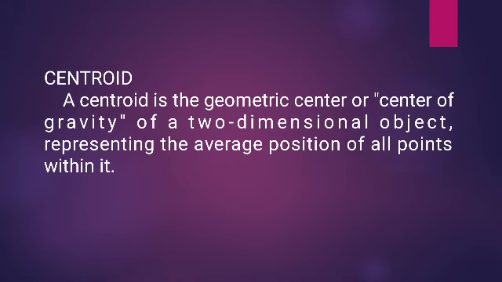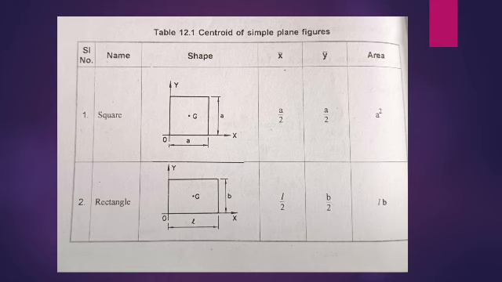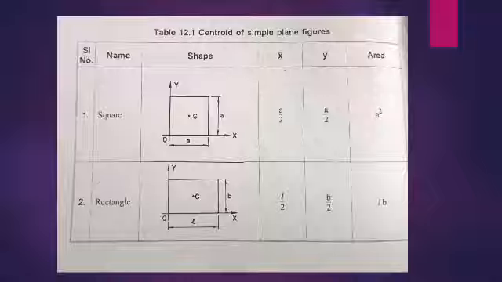The centroid value becomes different based on the shape of the object. Now we are going to study some formulas for the centroid of simple plane figures. First of all, square. What is meant by square? A square has four equal sides. Here we are considering a square of side small a. Okay, four sides are equal.